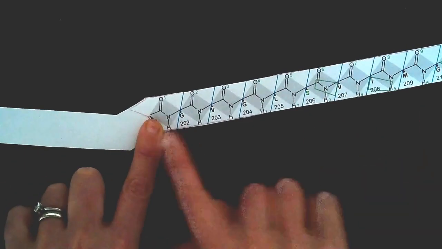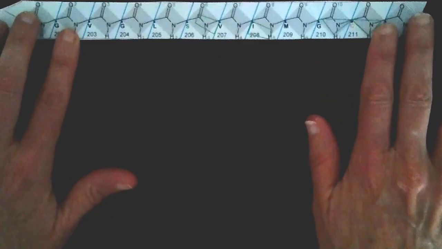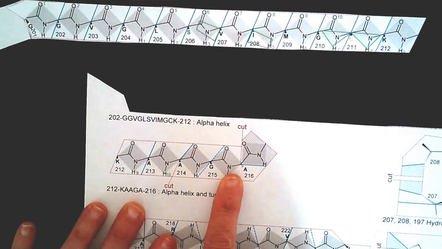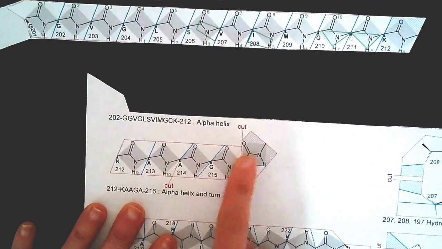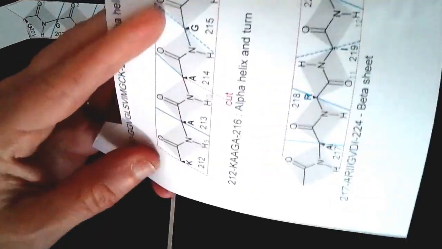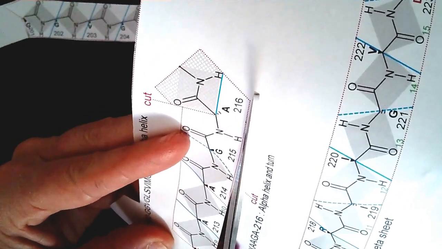Strip 1 is now glued to strip 2, so I'm just going to move this aside and cut out strip 3. It ends with 212. This one starts with 212, so let's cut this out and attach properly. Again, just go to the red lines. This one's pretty simple. Oh, notice there's a cut mark there at 214.